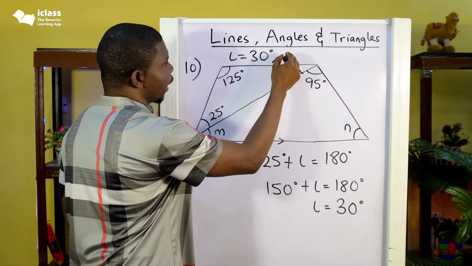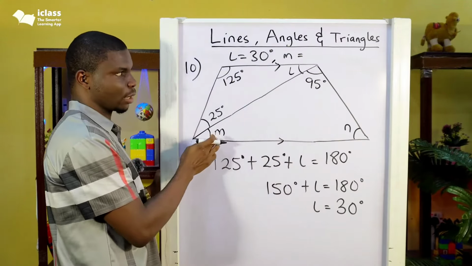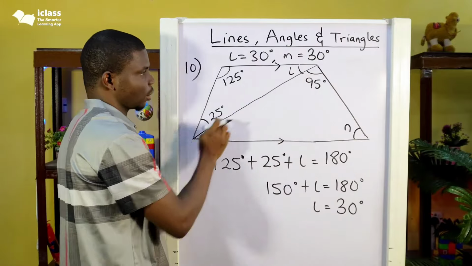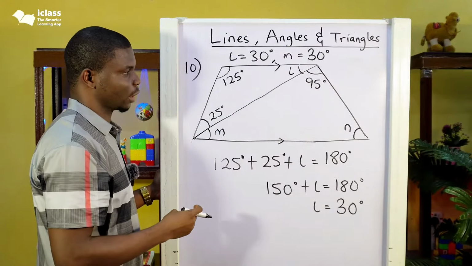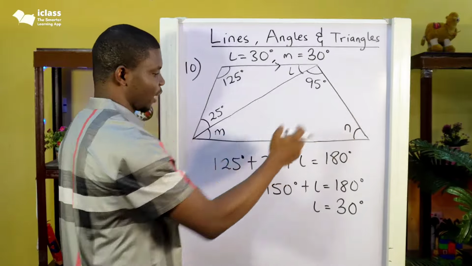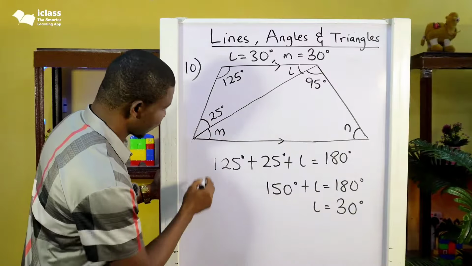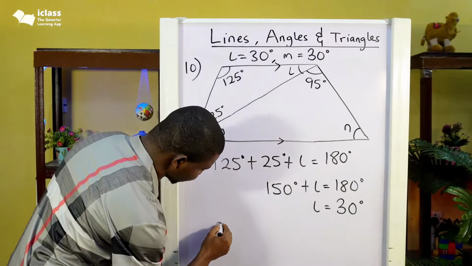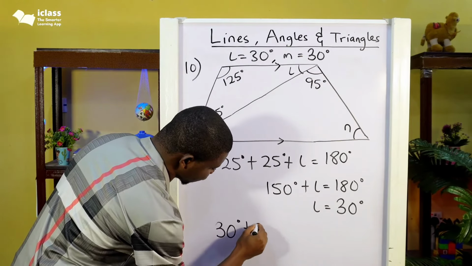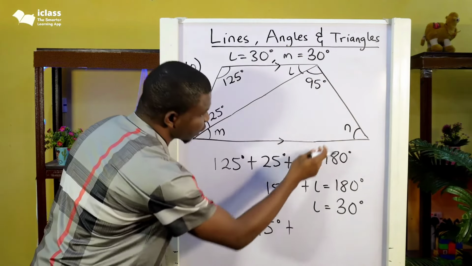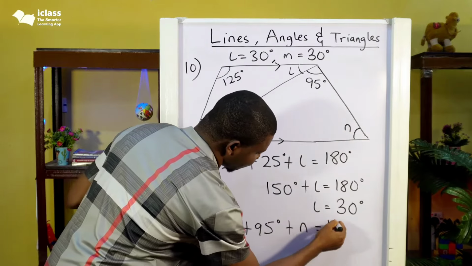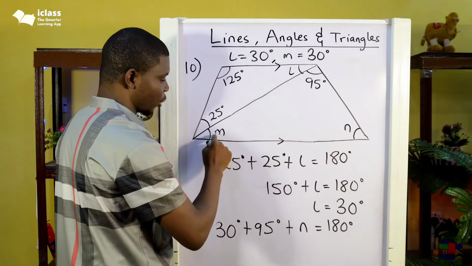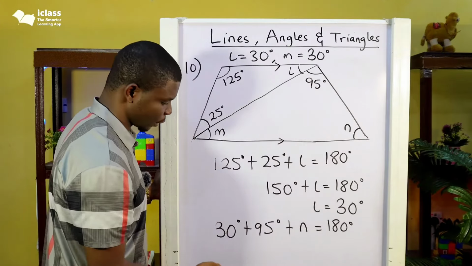Okay? Our M is what? 30 degrees as well, because they are alternate angles. This is alternate to this, and alternate angles are equal. Now, how about N? We can calculate N. M plus 95. Remember that M is 30. So 30 plus 95 plus N should give us 180 degrees, right? This is a triangle, and sum of angles in a triangle is 180.